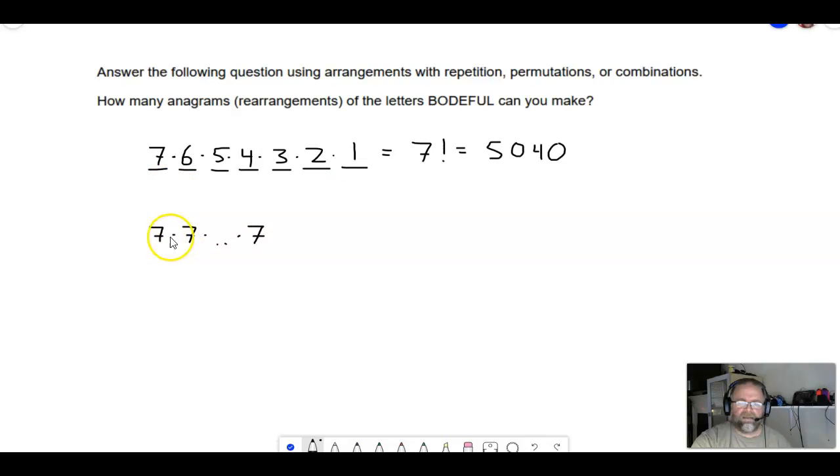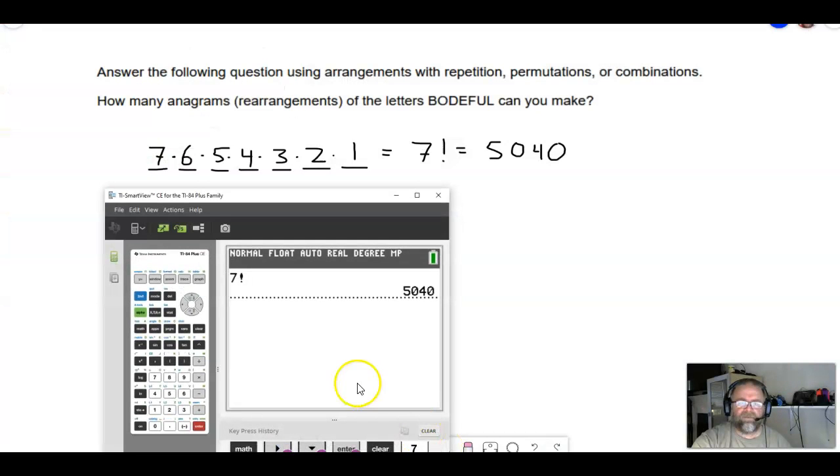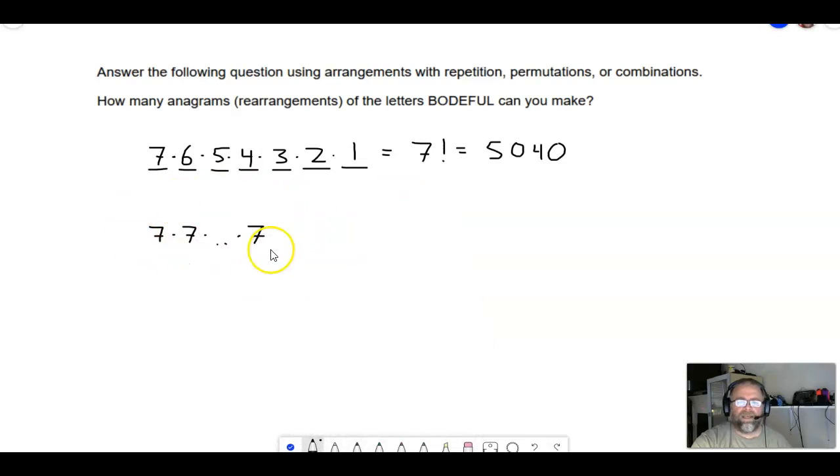So this is going to be 7 times 7, and there's going to be 7 of those. That's actually going to be quite a few more combinations, and we can find that out by doing 7 raised to the 7th power. And that's 823,000 different ways. So imagine how many more ways there are if you can repeat each one of those letters.